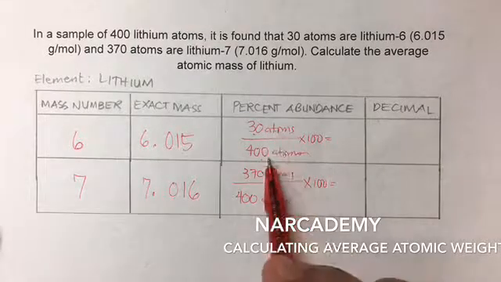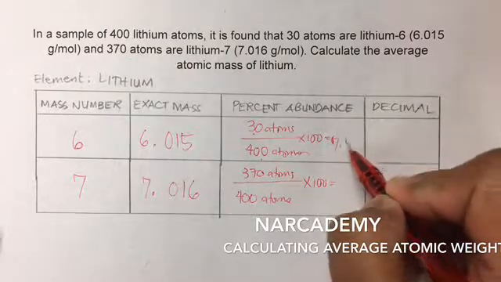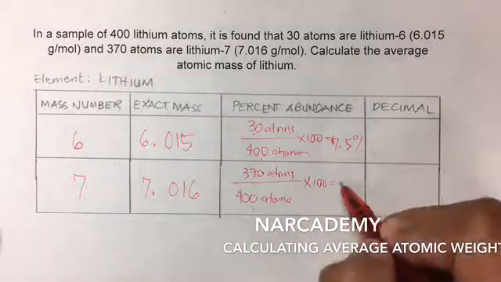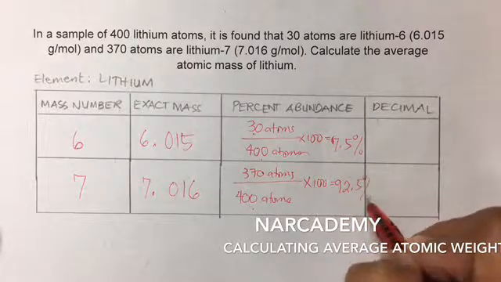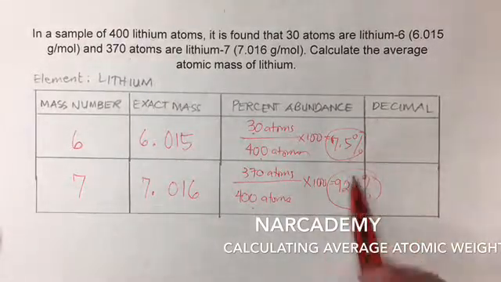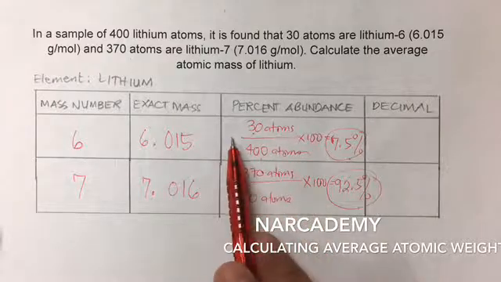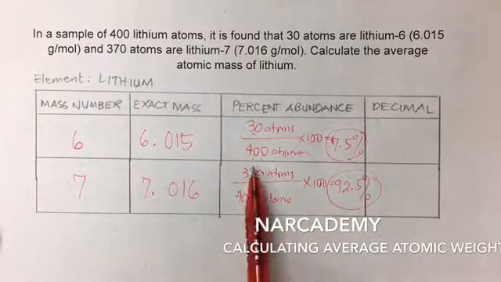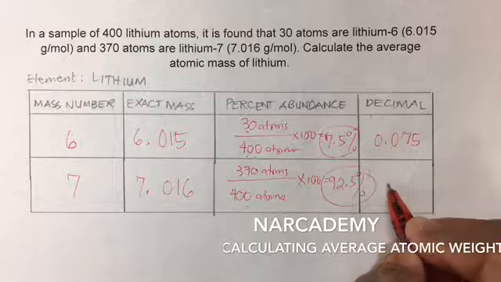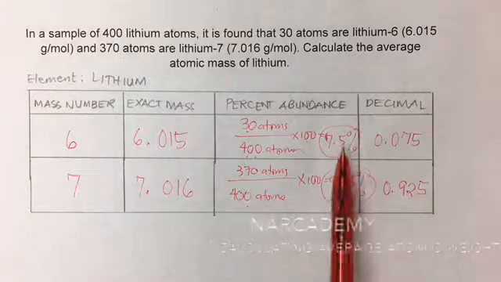So 30 divided by 400 times 100, you will now get 7.5%. And 370 divided by 400 times 100, we will now get 92.5%. This percentage can now be converted to a decimal by dividing it by 100. Actually, you can just get the decimal right away without multiplying by 100, by just dividing the numerator by the denominator. So that's going to be 0.075 here, and this is 0.925.